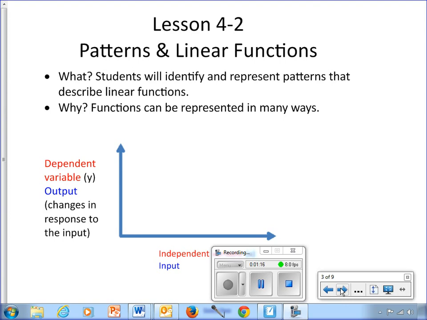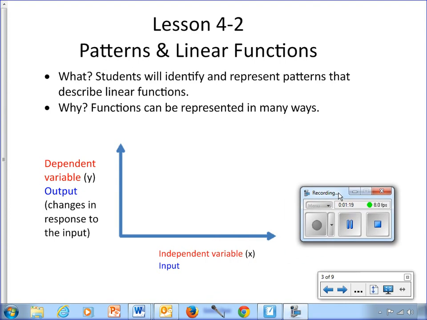All right, we talked a little bit yesterday about our independent variable and our dependent variable. The independent variable is always our x, and it goes on the horizontal axis. In mathematics, we call this the input. The dependent variable can change in response to the input. The dependent variable is represented by the y variable, and in mathematics, we call it the output.